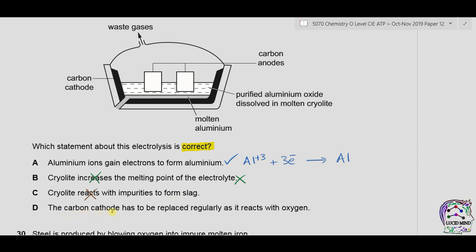D. The carbon cathode has to be replaced regularly as it reacts with oxygen. As oxygen is in the form of anion which is O2-, and the anion moves towards the anode to lose electrons and is converted into oxygen gas. So therefore the anode, which is made up of carbon, needs to be replaced regularly. So it is not the cathode, it is the anode. Correct answer is therefore A.